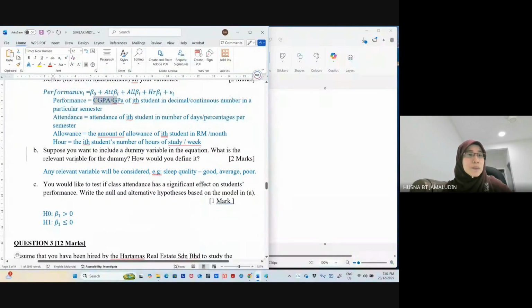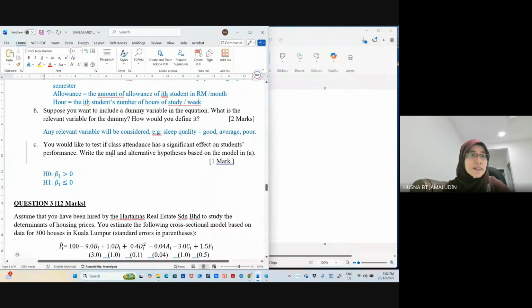Okay, and details. Suppose you want to include a dummy variable. What will it be? How do you define it? So any relevant dummy will be considered. For example, sleep quality. I don't know what kind of dummy variable. Maybe whether you study in a group or not. Okay, so you have to define it because those will be affecting your GPA. And then your hypothesis is very important.